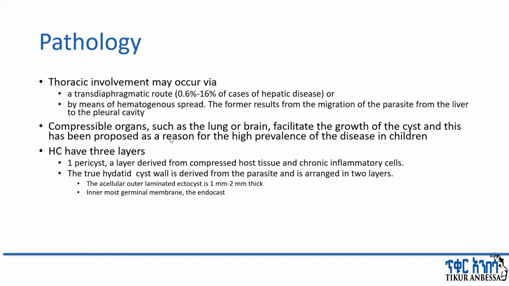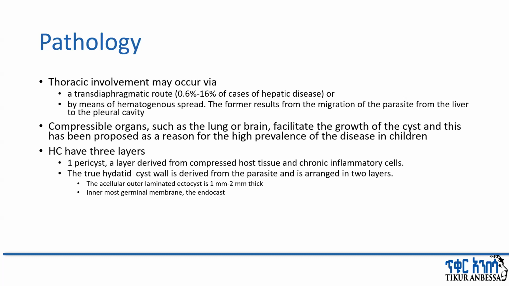Pathology: how is hydatid cyst of the lung acquired? Thoracic involvement may occur via diaphragmatic routes. These are the percentages: direct spread from the liver through the diaphragm to the lung accounts for this percent. Hematogenous spread also contributes some percentage. Compressible organs like lung and brain facilitate the growth of cysts, and this has been proposed as a reason for the high prevalence of disease in children. The lung is more compressible in children than in adults, so that's why a child will have more hydatid cysts.